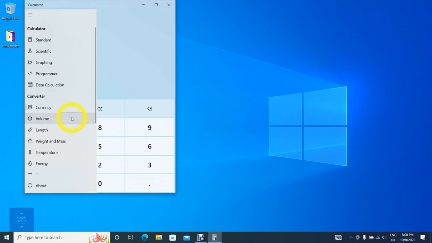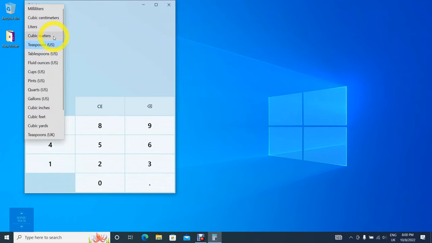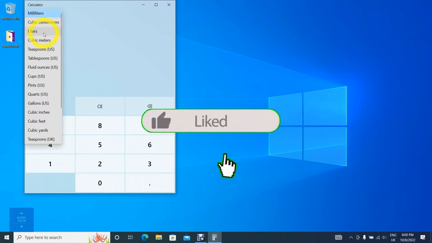Now we will try volume option. You can change between cubic feet, cubic meters, gallons, teaspoons, liters, and many other volume units.